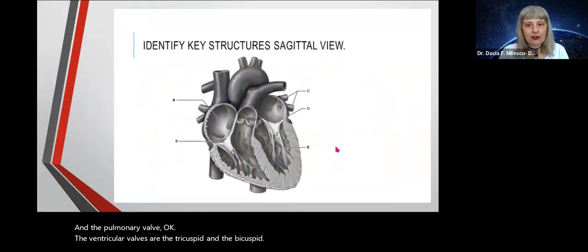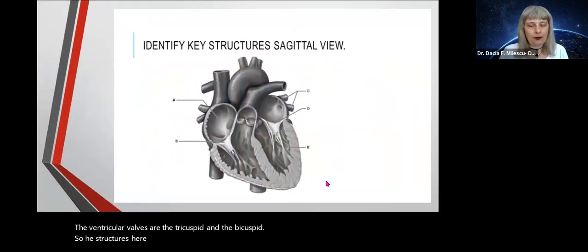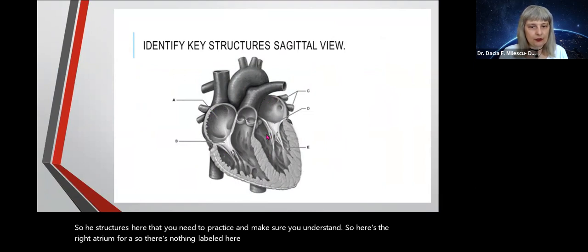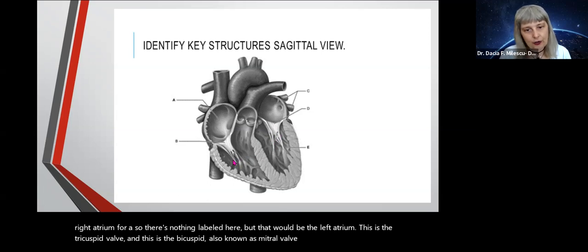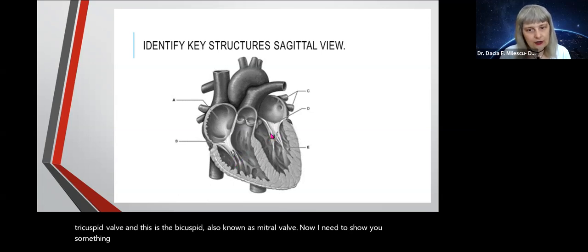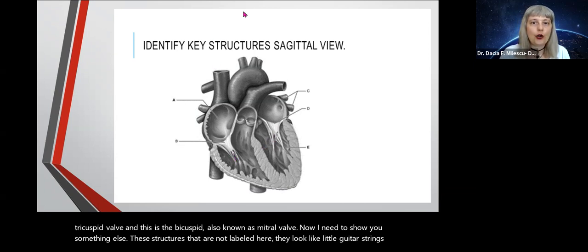So key structures here that you need to practice and make sure you understand. So here's the right atrium for A. There's nothing labeled here, but that would be the left atrium. This is the tricuspid valve, and this is the bicuspid, also known as mitral valve. Now, I need to show you something else. These structures that are not labeled here, they look like little guitar strings. Chordae tendineae, right there.